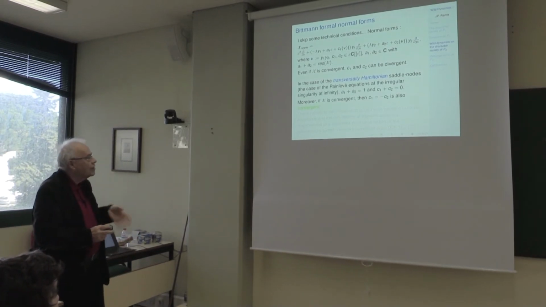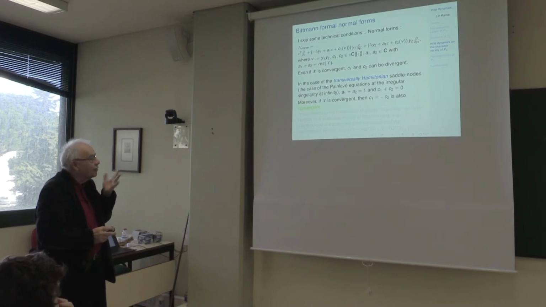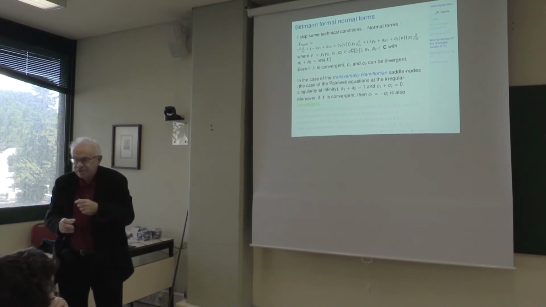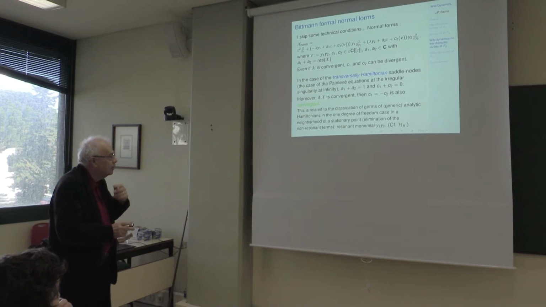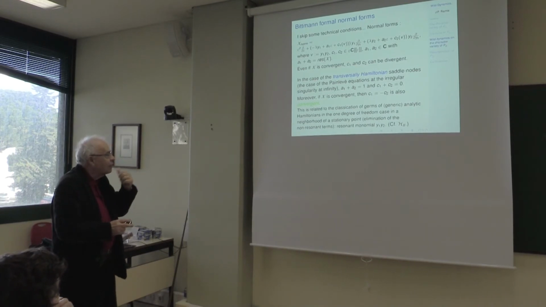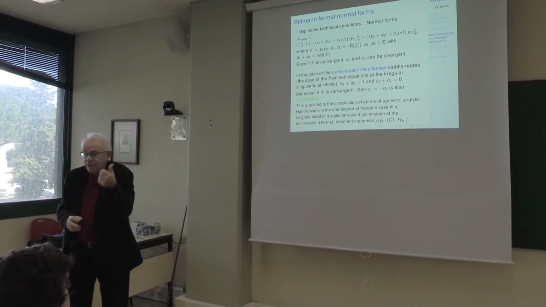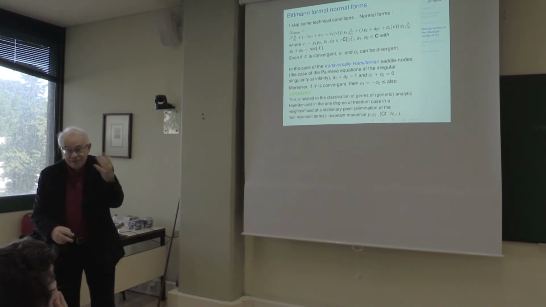Fortunately, in the case of transversal Hamiltonian saddle node, that is the case of the Painlevé equation, for the regular singularity at infinity, then you have some simplification. And the first essential point is that if the vector field is convergent, is the case for Painlevé equation, then these power series, now they are convergent. And in fact, there is also only one series. It's related to the classification of Hamiltonian in 1 degree of freedom. So in that case, you have convergence.